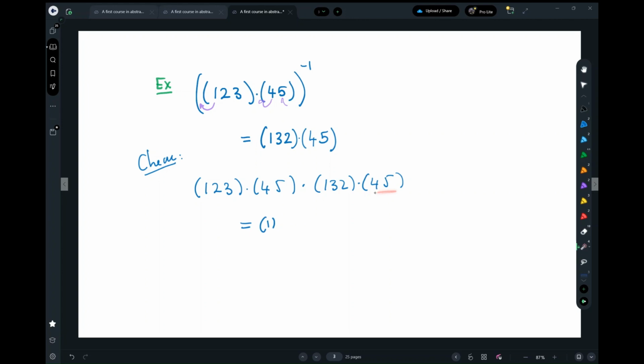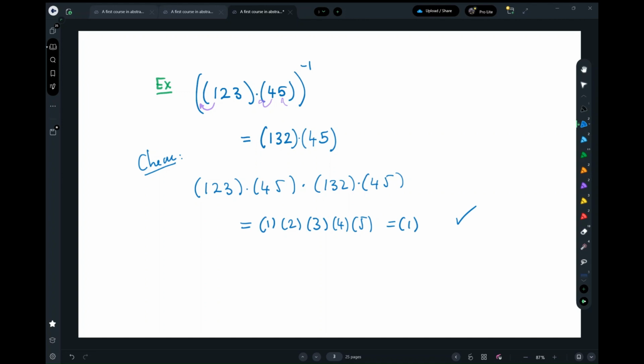Let's see where 2 goes. In here, 2 is stable. 2 goes to 1, and 1 goes to 2. So that tells me that 2 goes to 2. How about 3? 3 goes to 2, and then 2 goes to 3, so 3 is stable. 4 goes to 5, and then 5 goes to 4, so 4 is stable and 5 is stable. That is just the identity, and therefore we have checked that one is the inverse of the other.